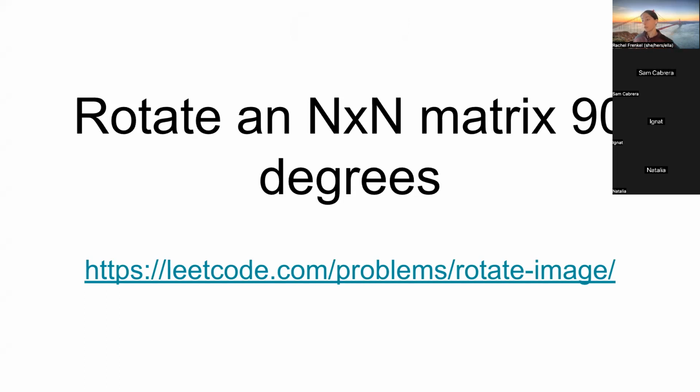So here we're going to rotate an n by n, so a square. So n is the width. An n by n matrix, 90 degrees. Hi, Tim, just to give you the quick overview, we are doing this problem where we're going to rotate an n by n, a square matrix, 90 degrees.